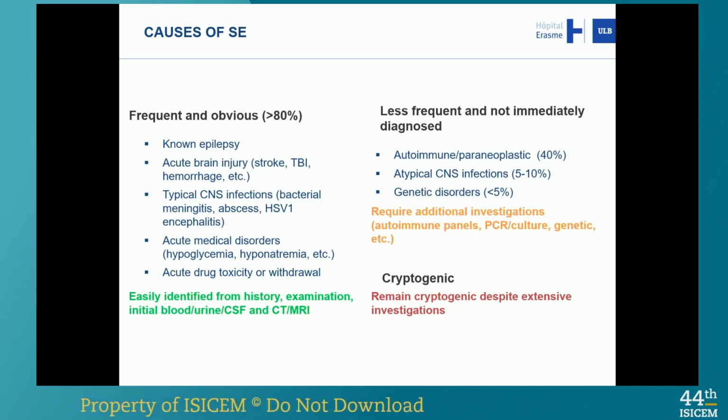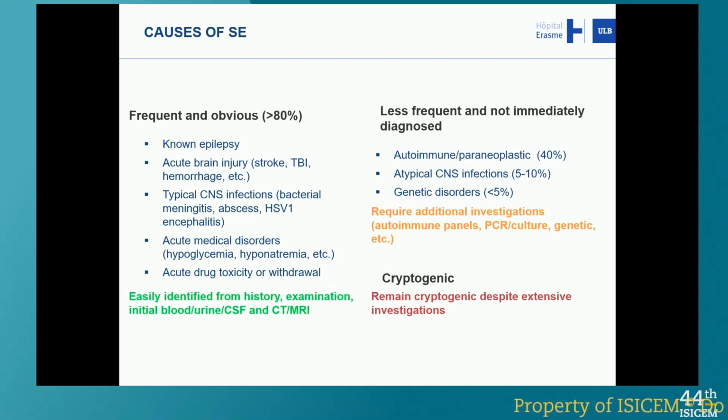The good news is that most of the time the etiology is obvious, right? 80% of the time it's an acute brain injury that you know from CAT scan, or the patient has a history of epilepsy, forgot to take his medication, or the neurologist had the bad idea of changing the medications a few days before. Might be infection you get from a lumbar puncture, might be acute metabolic disorder that you find in the lab, right? So that's 80% of the cases. But that leaves us with 20% of cases where the etiology is not as obvious.